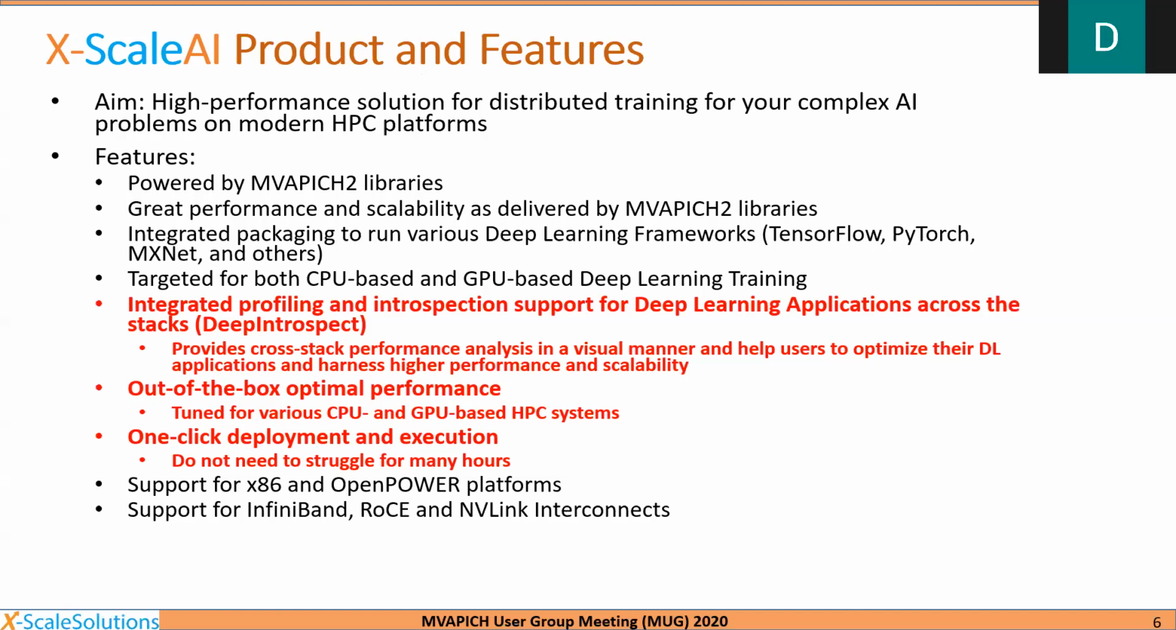So this product itself is targeted for high-performance solutions for distributed training of complex AI problems. The main features include the MVAPICH libraries, and we fine-tune and provide great performance as well as scalability enabled by the MVAPICH2 libraries. It also includes integrated packaging to run various deep learning frameworks, including all the popular ones like TensorFlow, PyTorch, MXNet, and others. We're specifically targeting both CPU-based as well as GPU-based deep learning training.